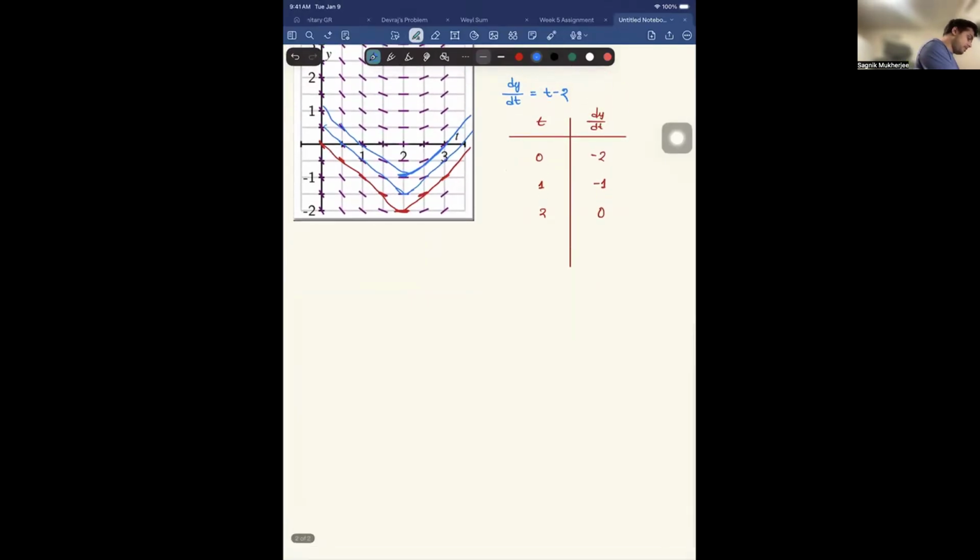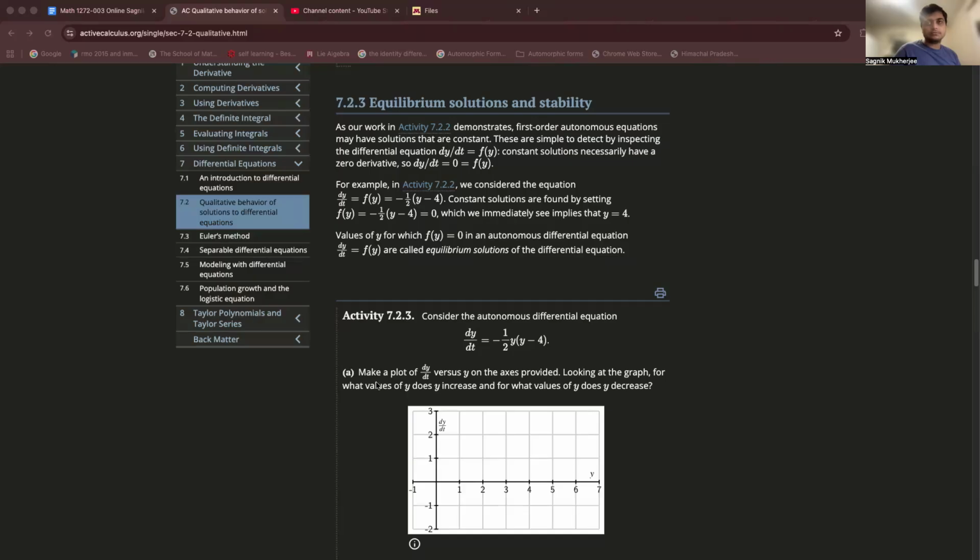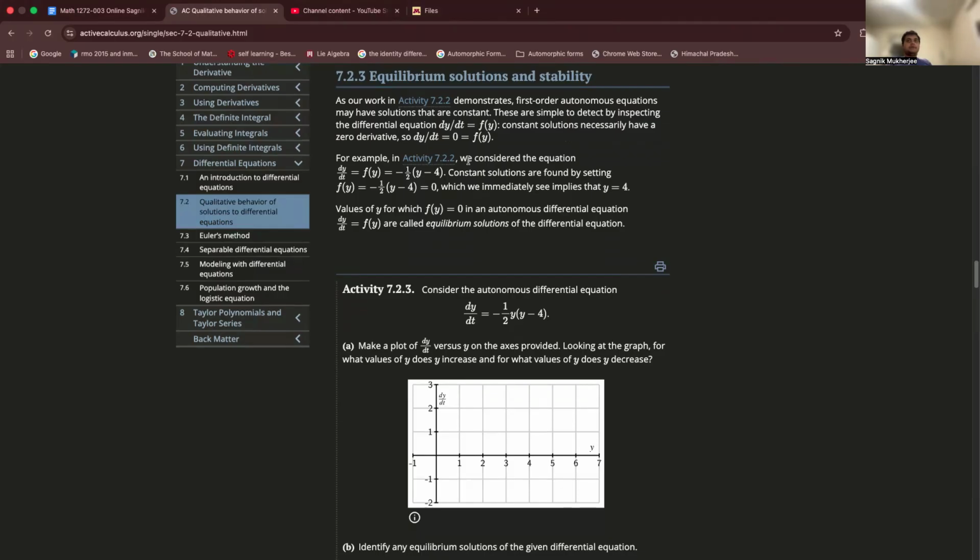Okay, let me stop sharing. So there goes slope field. I will solve a problem for you. But before that, let us also discuss what equilibrium solution is. So, screen. Yeah. So okay, also let us define what equilibrium solution is.